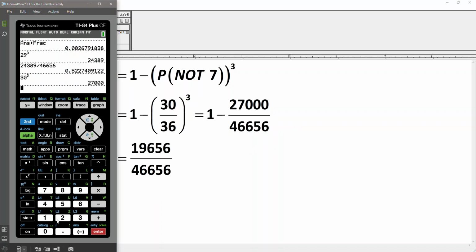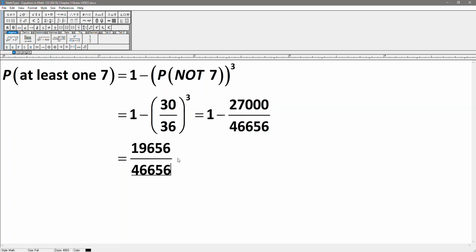Okay, and if you don't believe me, 46656 take away 27,000. Sure enough, it's that number divided by 46656, just so I can get a decimal, and it's about 0.421296. And there we have it.